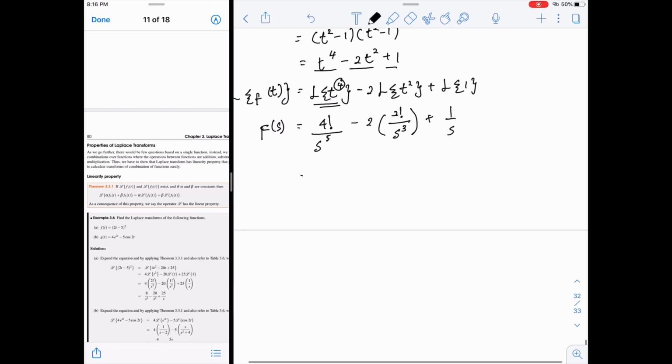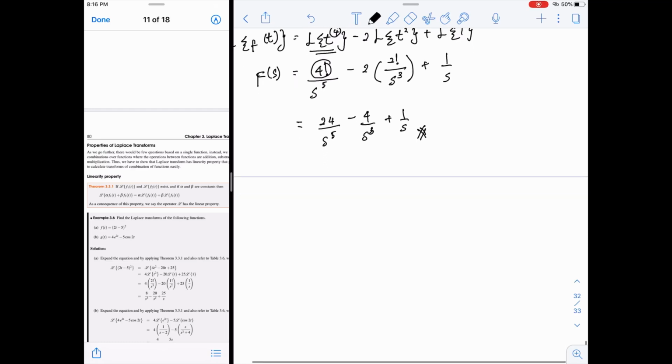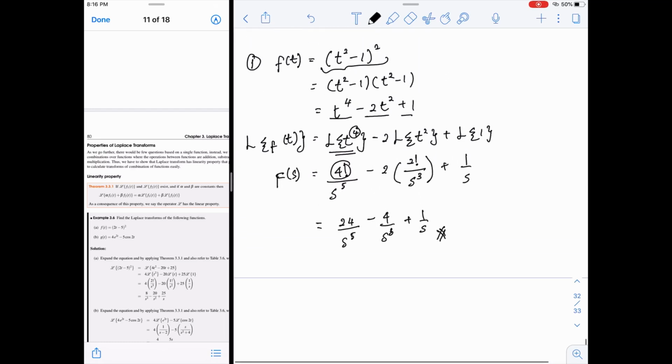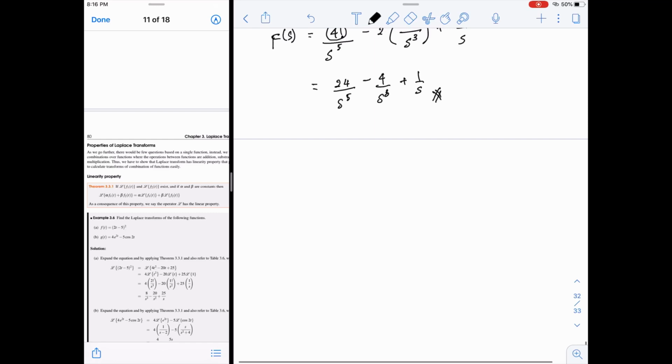Okay, so now this is the time to simplify. What is the 4 factorial over here? The 4 factorial is 24 over s to the 5, and then 2 factorial is 2, you have 4 over here, and then this is the last one, 1 over s. So this is the answer. Alright, okay, let's go to the second example.